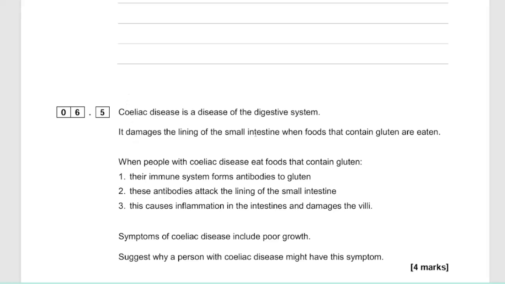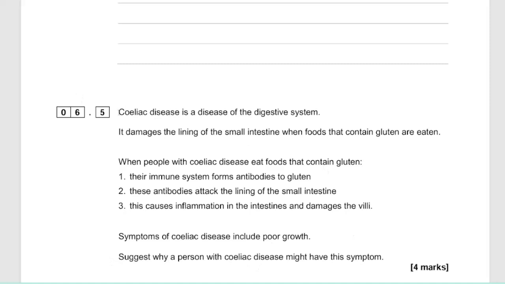And now it's just the celiac disease, with this being a 4 marker. Celiac disease is a disease of the digestive system. It damages the lining of the small intestine when foods that contain gluten are eaten. When people with celiac disease eat foods that contain gluten, their immune system forms antibodies to gluten. These antibodies attack the lining of the small intestine. This causes inflammation in the intestines and damages the villi. Symptoms of celiac disease include poor growth, suggest why a person with celiac disease might have this symptom.